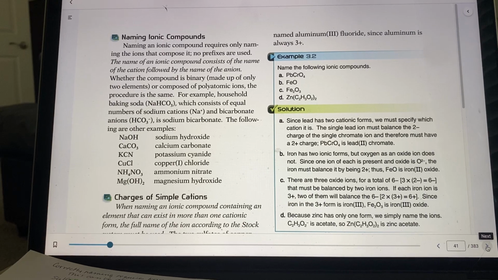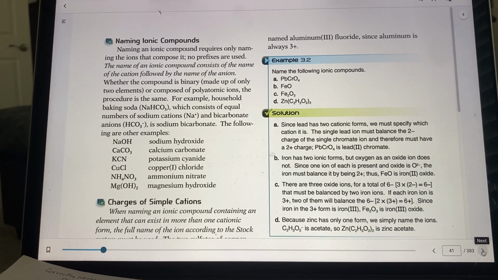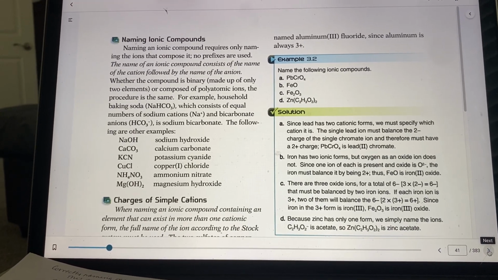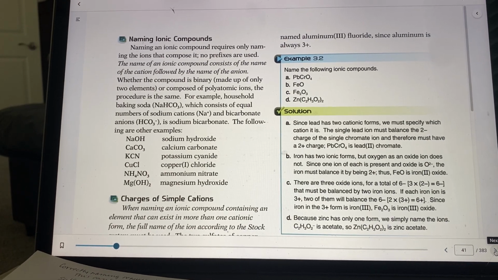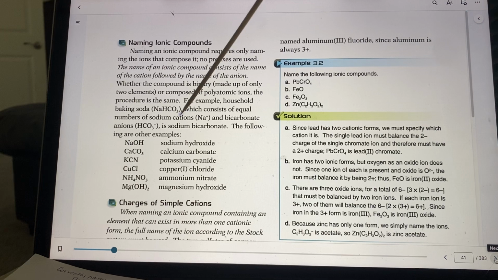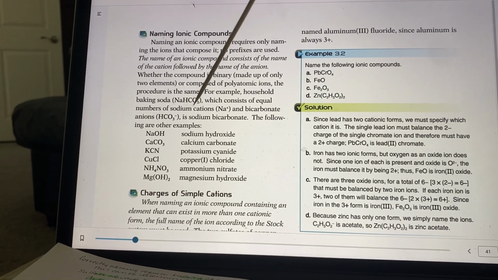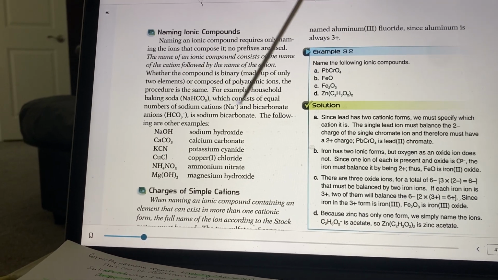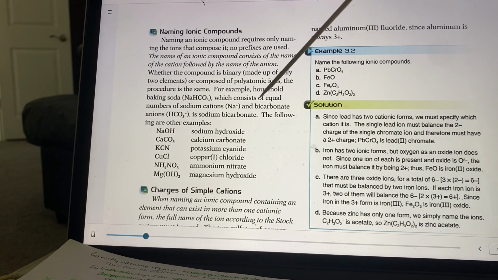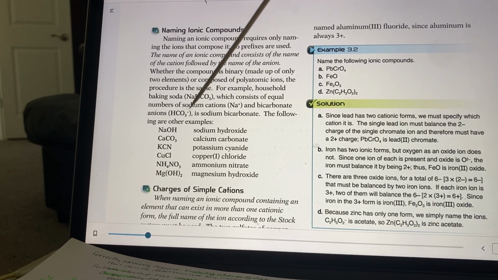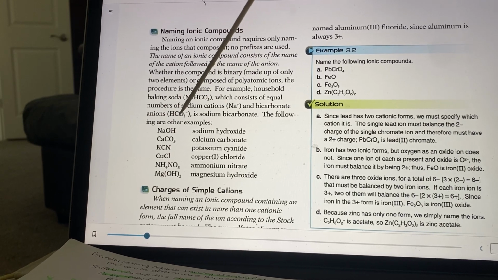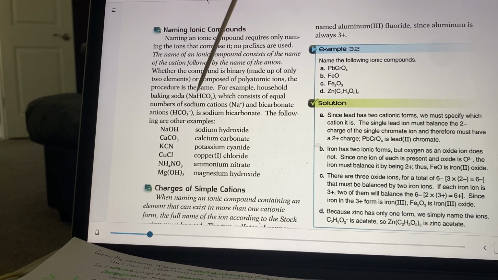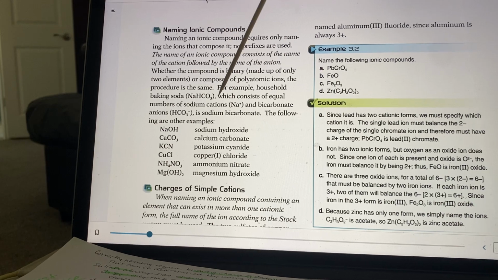So whether the compound is binary, made up of two elements, or composed of polyatomic ions, the procedure is the same. For example, baking soda consists of equal numbers of sodium cations and bicarbonate ions. So here you have sodium bicarbonate, right? And the following are the examples. So basically sodium bicarbonate would go together. You'd put sodium first, which is Na, and then the bicarbonate.